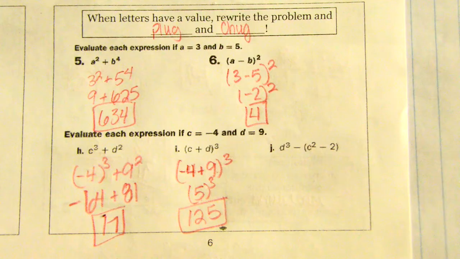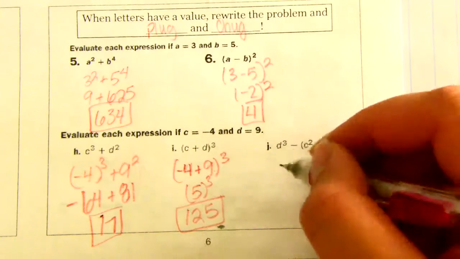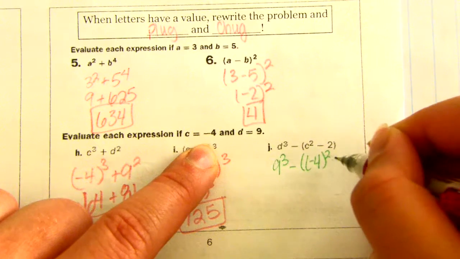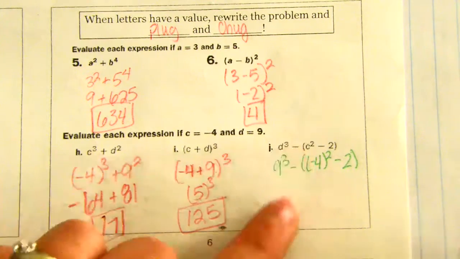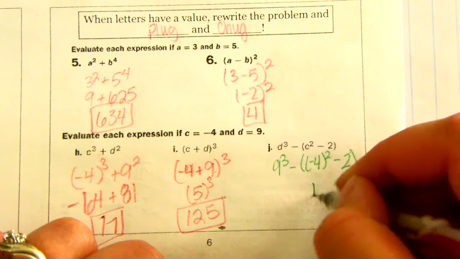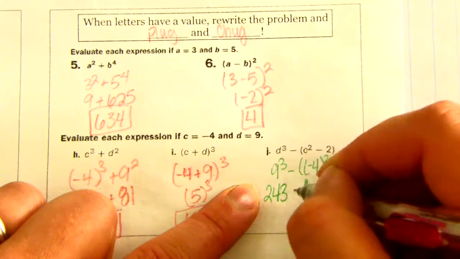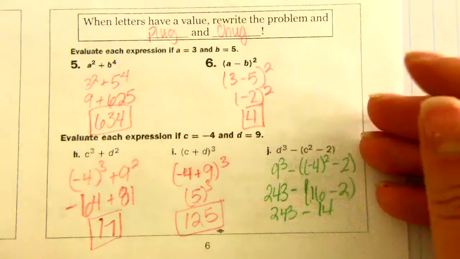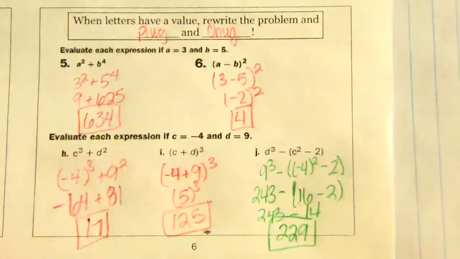And we have a little trickier problem. And there we go. D cubed would be 9 cubed minus C squared would be negative 4 squared minus 2. Put this extra set of parentheses because the negative 4 belongs to the C. Negative 4 times negative 4, exponents first inside the parentheses, is 16 minus 2. Oh, jeez. And then 9 cubed is 243. So 243 minus 14 would be 229, I think. Might want to verify that.